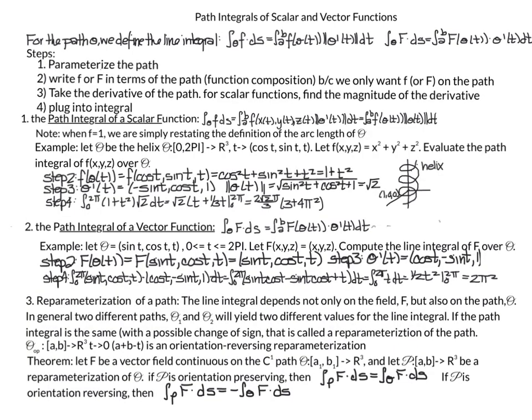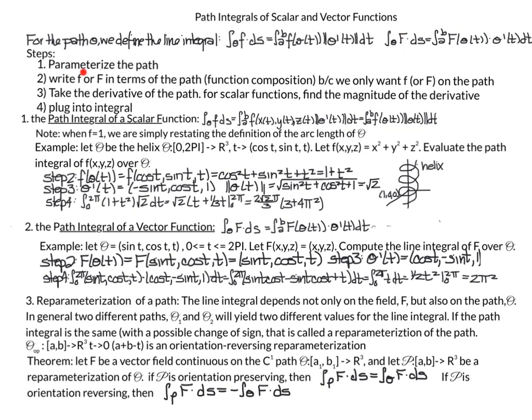To review what we've done, we looked at path integrals both for scalar and vector functions. And for the path integral, we have these two formulas. This is for scalar functions, little f, when f produces a scalar. And this is for vector functions, capital F, when capital F produces a vector. We said there were 3 steps to do these line integrals. First is to parameterize the path.